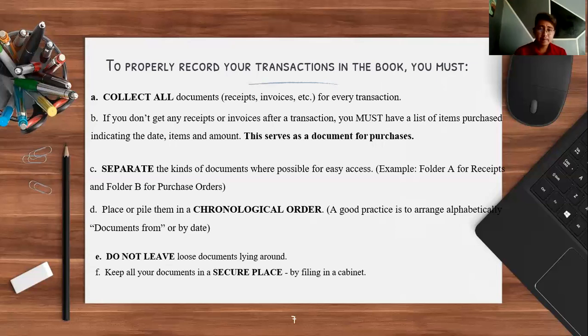Next is place or pile them in chronological order. So a good practice is to arrange documents alphabetically or by date. So usually po pag sa accounting, by the way, lagi itong ginagawa, if you will put a transaction, make sure po na chronological order po siya. Kung kailan po nangyari yung transaction, dapat pasunod-sunod. For example, ngayong May 1, nagkaroon ng first transaction ngayong May. After that, nagkaroon ng May 3, May 5, May 6. So dapat pag-record natin ng books is May 1, May 3, 5, and 6. Hindi po yung May 5, sunod yung May 6, sunod yung May 1, and May 3. So mali po ganon. Okay?